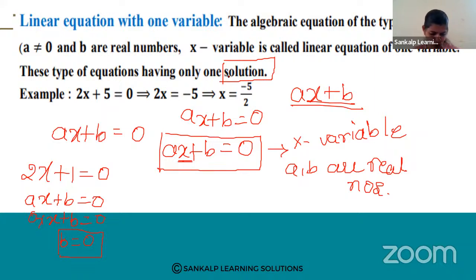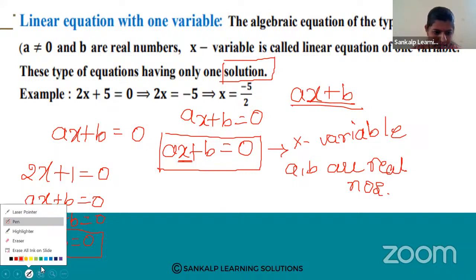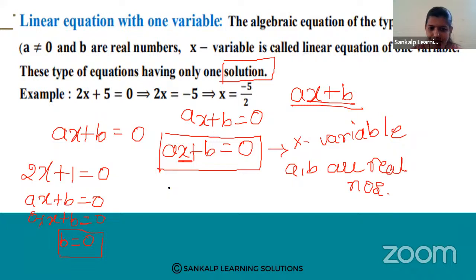Solutions. Solutions means what? See, for example, if I write x plus 7 equal to 0, right? x plus 7 equal to 0. That means in this case, it contains three parts. So an equation contains three parts.